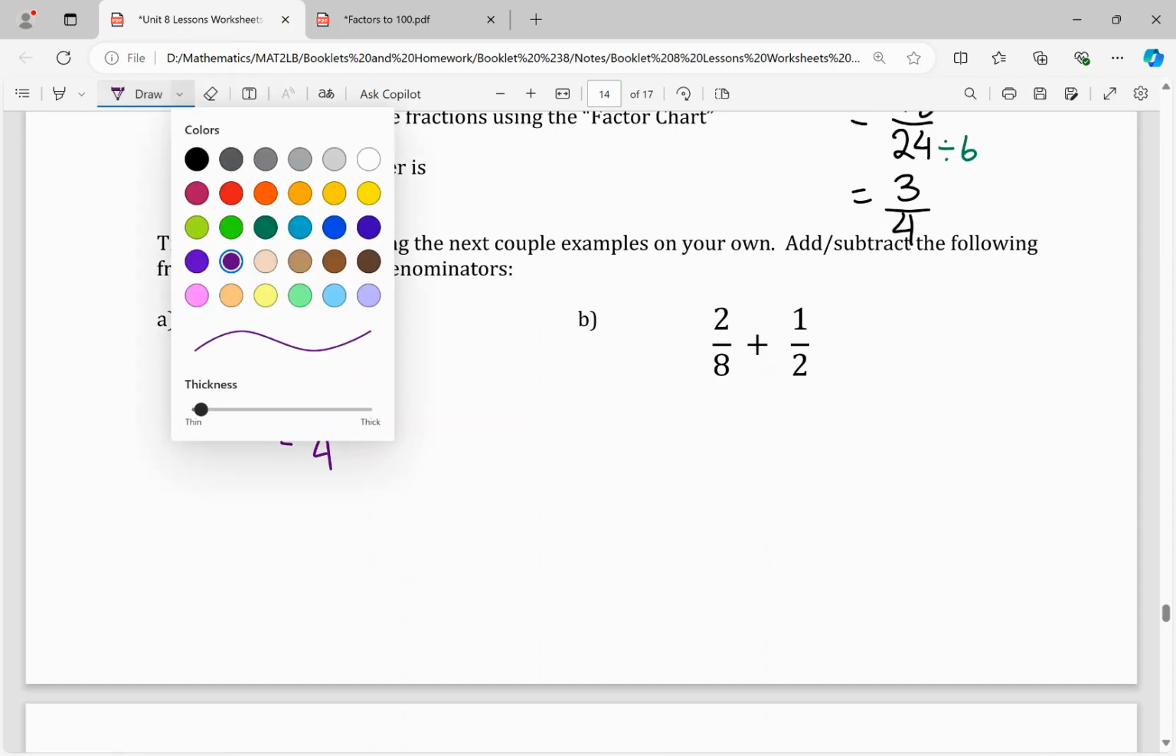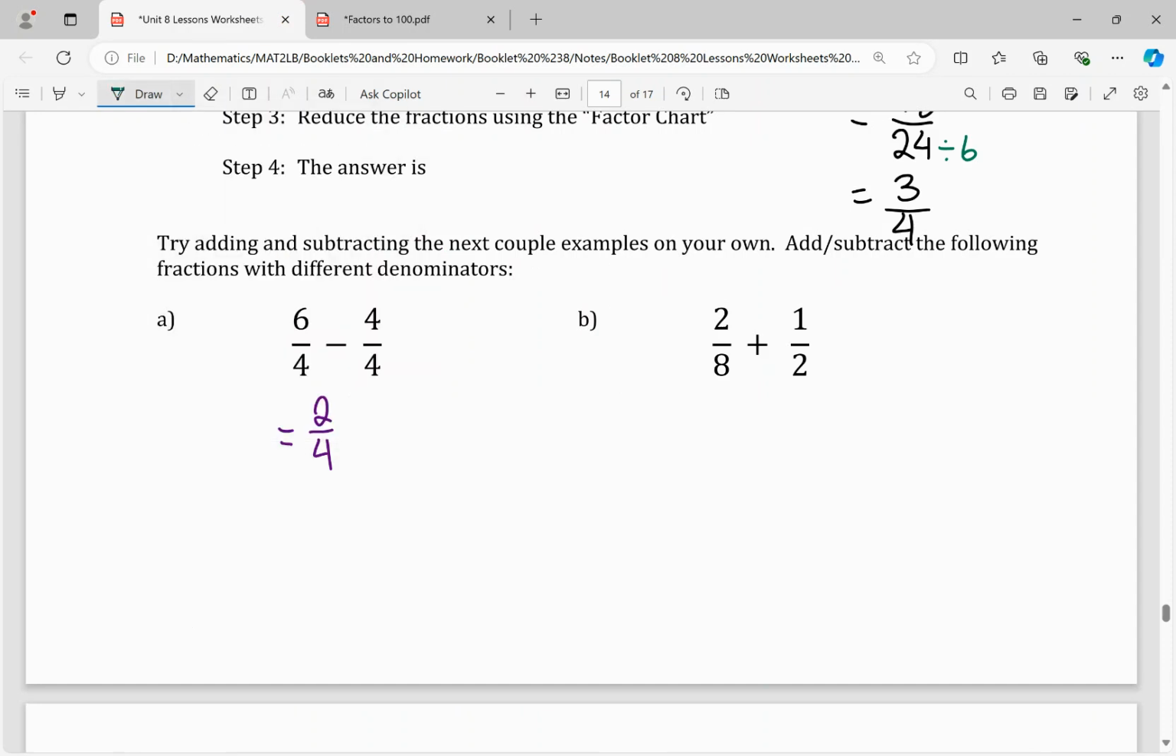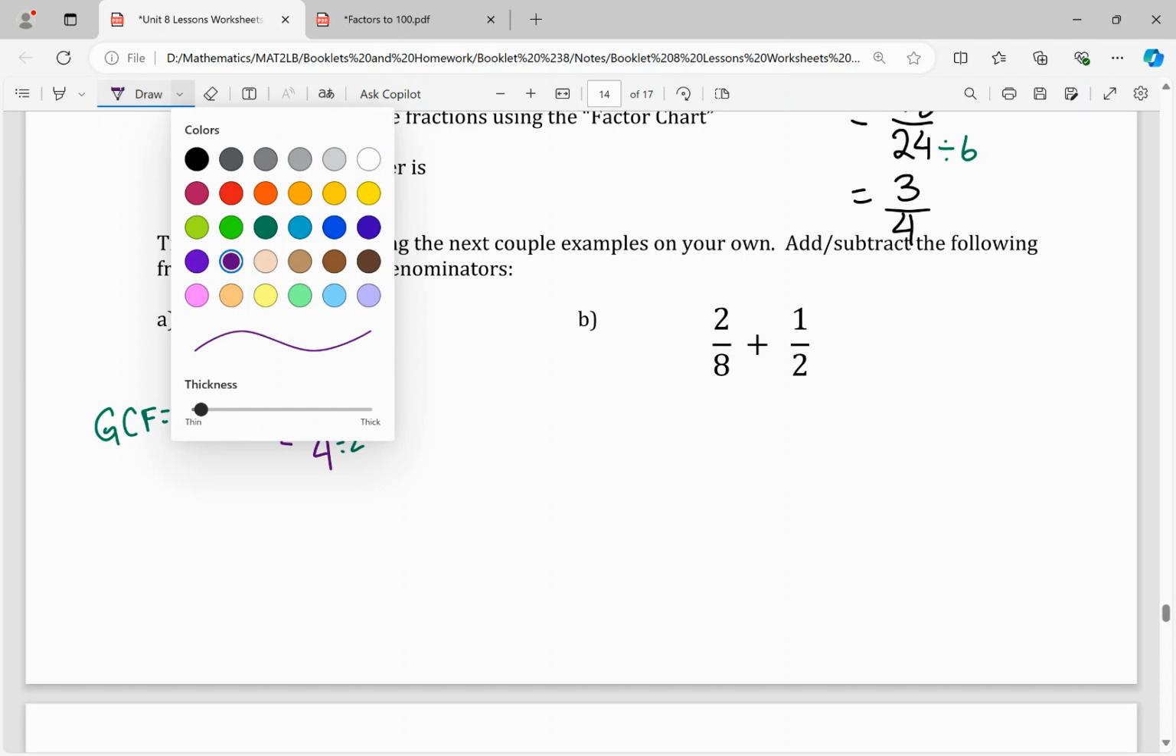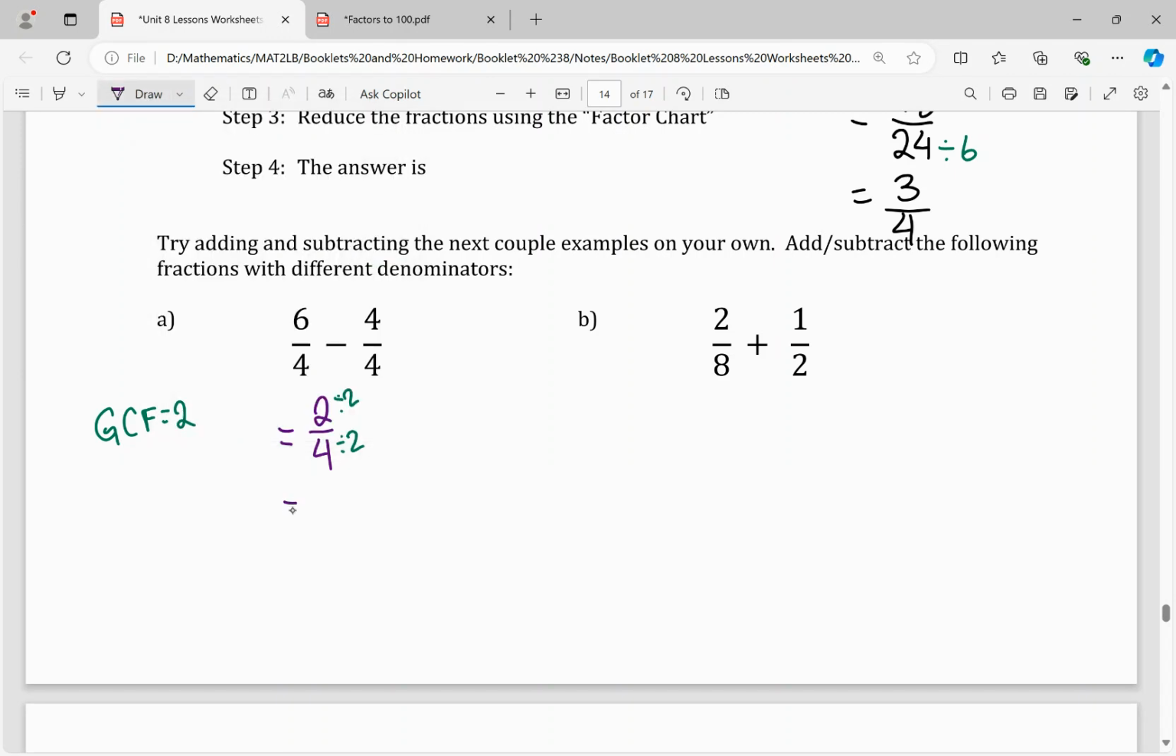So the GCF is equal to 2. We divide the top by 2. We divide the bottom number by 2. And we get 2 divided by 2 is 1. 4 divided by 2 is 2. Final answer, 1 over 2.